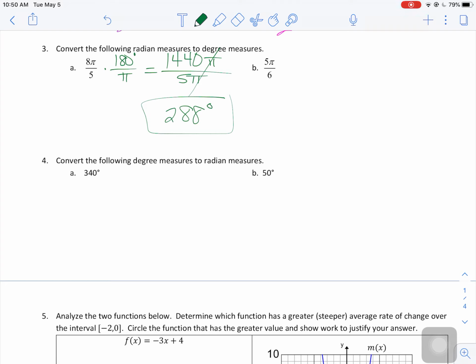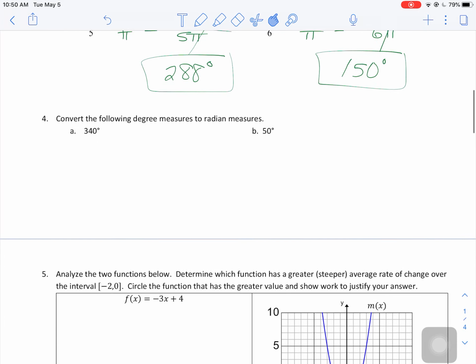For part B, same thing. We have radians. We're going into degrees, so we want to multiply by 180 degrees over pi radians. So multiply across, 5 times 180 is 900, and there was a pi up top, so bring the pi with you. And then 6 times pi in the bottom. We're going to cancel out the pi's. 900 divided by 6 is 150 degrees.